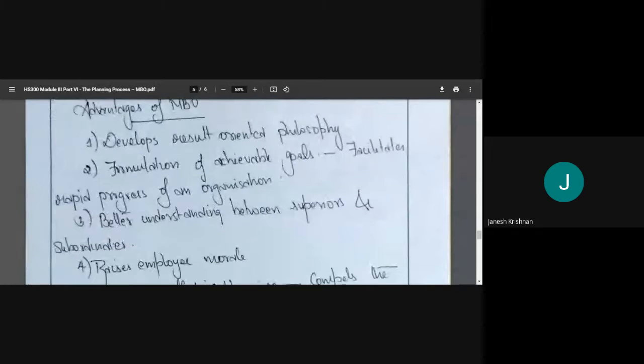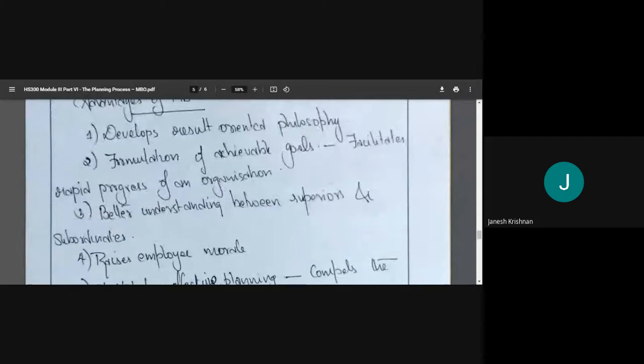It raises employee morale because employees are also involved. Employees can tell I can do this, I cannot do that. So it raises the employee morale. It is effective.